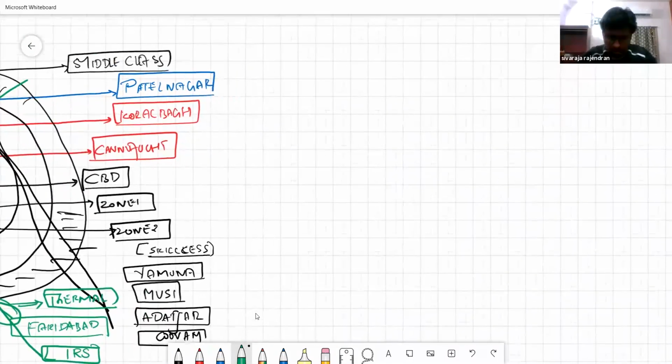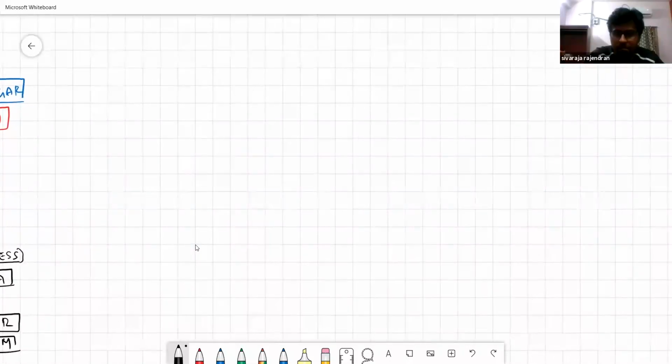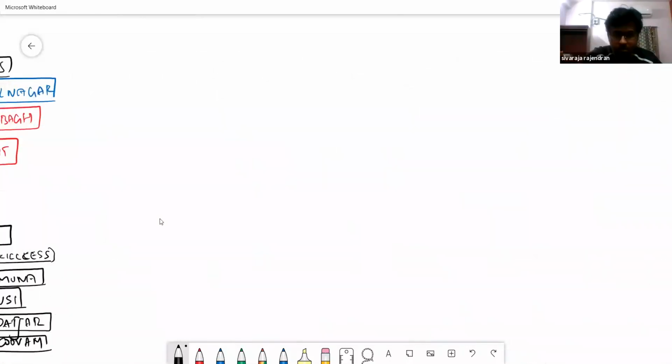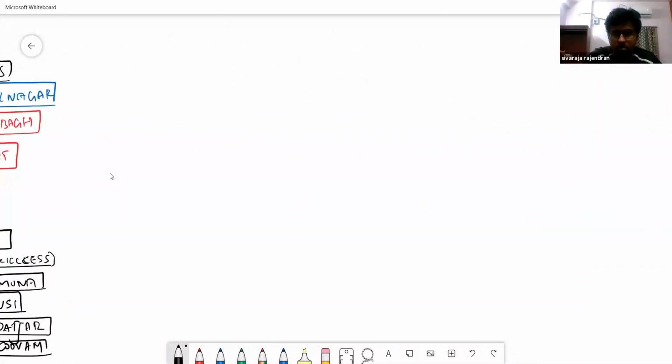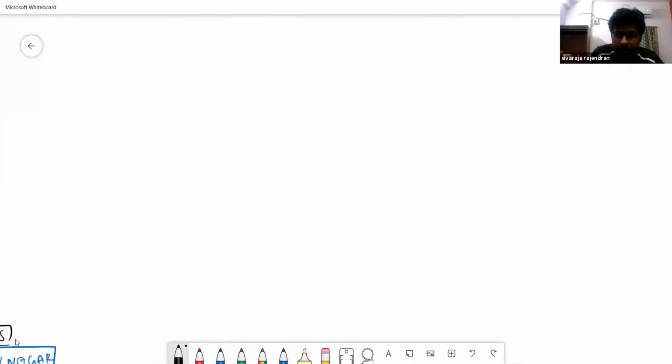So now come to this zone. So now, what is urbanization and its impact? Urbanization and its impact.